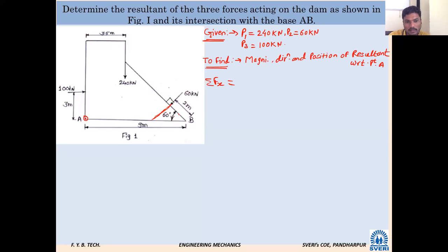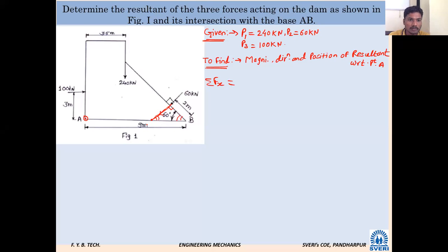If you extend this force, what will be the angle here? It is already given that it is perpendicular to this inclined side, which means it is 90 degrees here. This angle is already given. So what will be the remaining angle? 30 degrees, and again it is with the horizontal. It has made an angle with the horizontal.